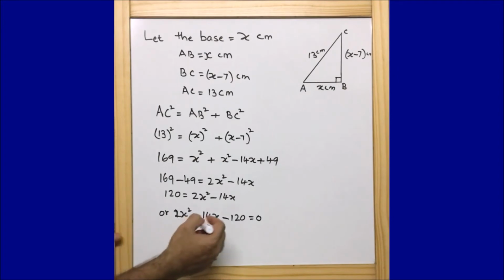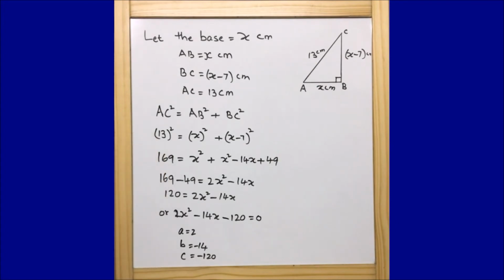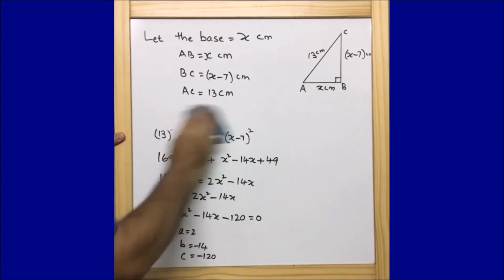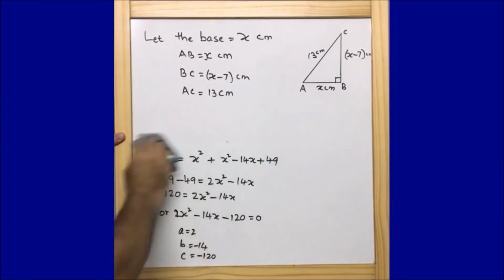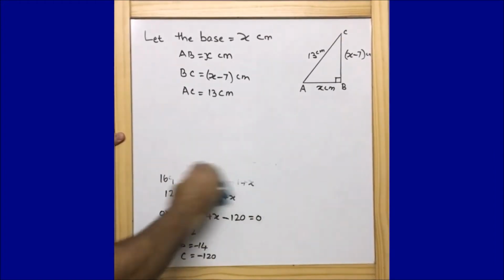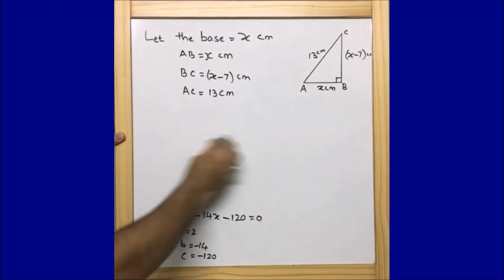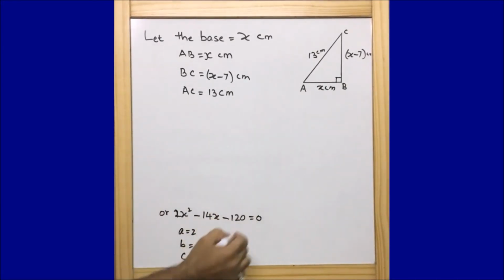I believe we very well know how to factorize a quadratic equation. If we do not know, just watch here how I am going to factorize this quadratic equation. Now coming to it, our final equation we got is 2x square minus 14x minus 120 is equal to 0.